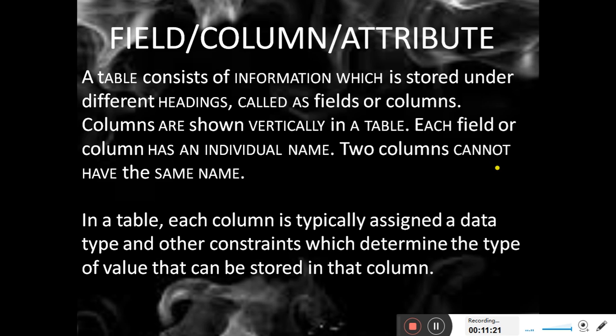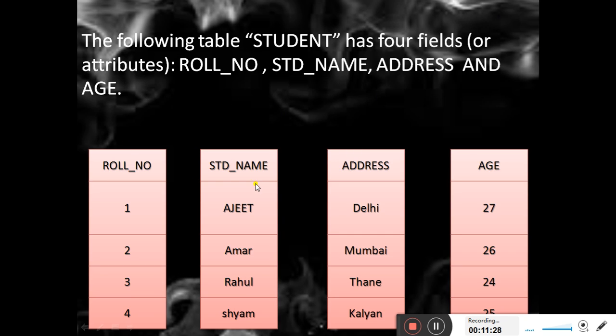The horizontal representation is called a row. Similarly, the vertical representation is called a column, where each column has its own heading. See, here the heading is roll number, here the heading is student name, the column heading is address, and the column heading is age. So every field or every column has its individual name. Two columns cannot have the same name. Like here, you cannot give roll number to two columns, right? The column headings are unique. So you can assign the roll number heading to one column only, and the student name heading to one column only, correct? So no duplication in field headings.